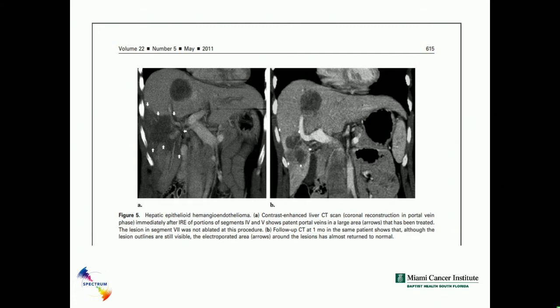And here in this example, it shows that the segment 8 lesion was not treated, but the other lesion, which involves segment 5, was treated. But after the ablation, you can see that the portal vein branches, which run through the tumor, are still patent. And a month later, when you look at the follow-up, you can see the dramatic decrease in the size of the treatment zone. Next slide, please.